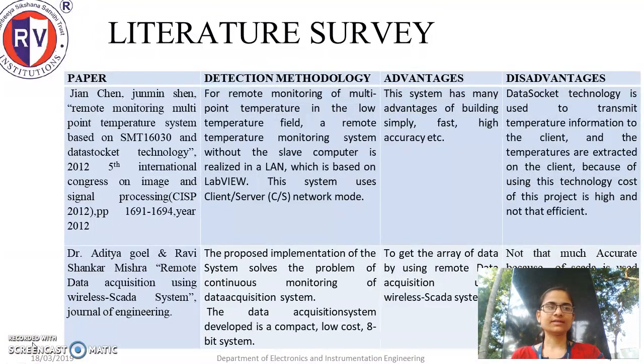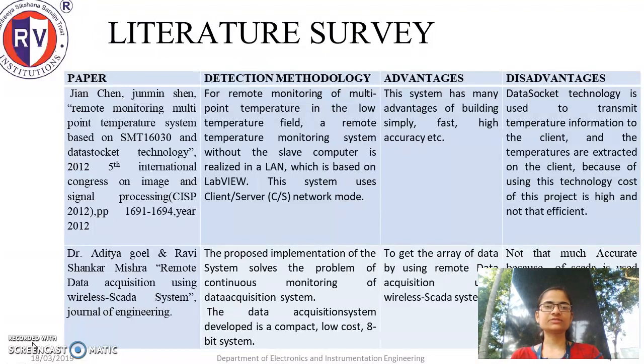Continuing a literature survey for designing a SCADA for a real-time application using microcontroller and LabVIEW. The next paper is a remote monitoring multi-point temperature system based on a SMT16030 and data socket technology. This is the International Congress on Image and Signal Processing paper, published in the year 2012. Detection methodology is for a remote monitoring of a multi-point temperature in the low temperature field. A remote temperature monitor system without the slave computer is realized using a local area network, that is LAN, which is based on LabVIEW.